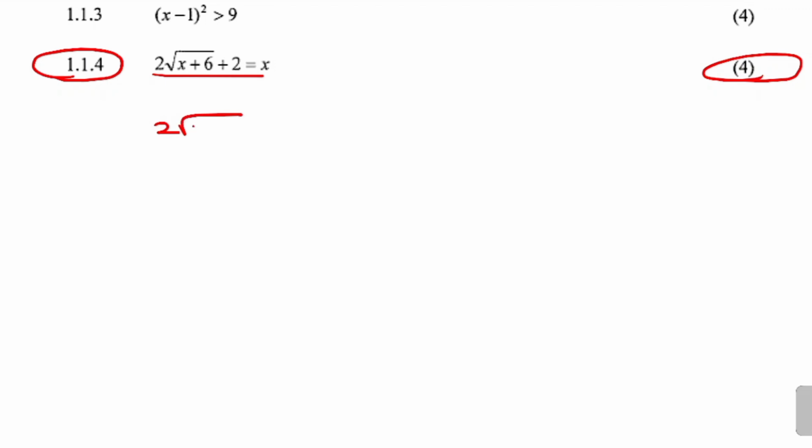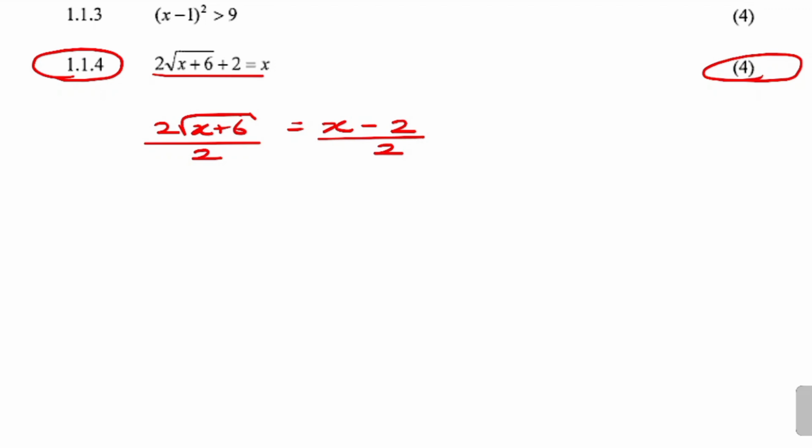root x plus 6, right? X plus 6, right, plus 2. But I'm not going to write the 2 here. I'm going to take the 2 to the right hand side and say x minus 2. And likewise, we divide both sides by 2, right?